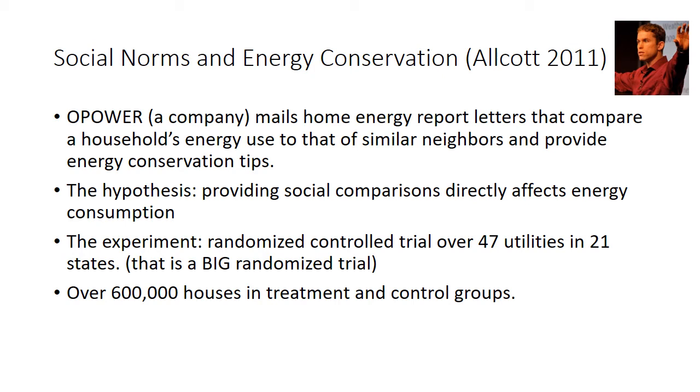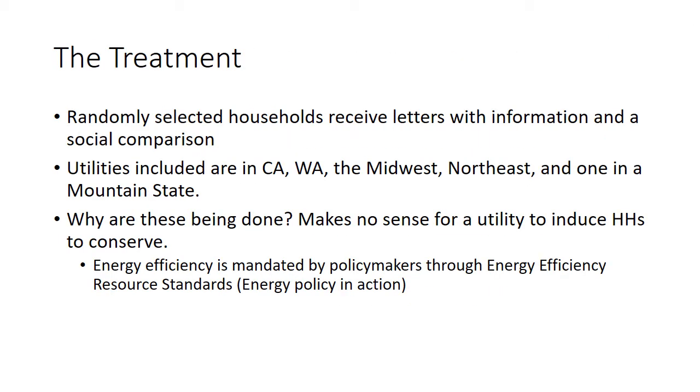The experiment is a randomized controlled trial over 47 utilities in 21 states. That's a gigantic randomized controlled trial. It's the biggest that I know of. Over 600,000 houses in the treatment and control groups. It's huge. So the treatment is randomly selecting houses to receive letters with information and social comparisons. Utilities include states in California, Washington, the Midwest, Northeast, and one in the mountain states.